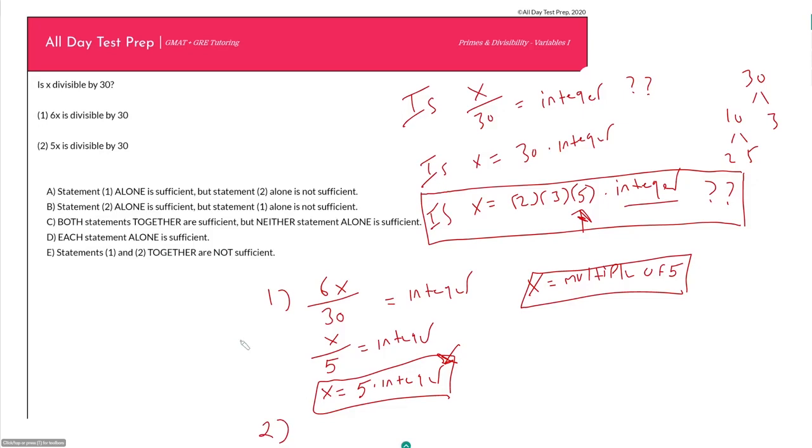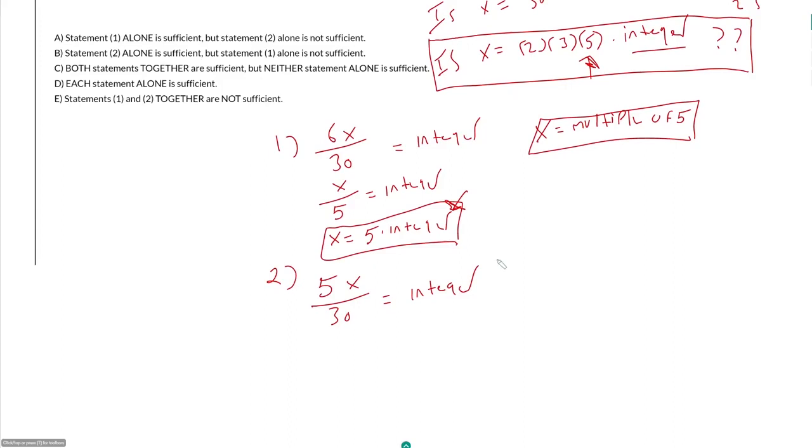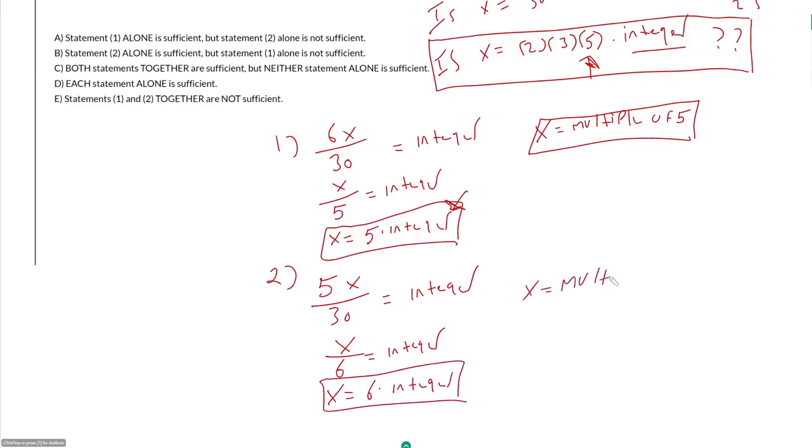Statement 2 says 5x is divisible by 30. If we do the same thing, this is saying 5x over 30 is equal to an integer. 5x over 30 is the same as x over 6. So x over 6 is an integer. That means x is equal to 6 times an integer, which means x is a multiple of 6. Again, our 6 is our 2 and our 3, but we don't know about our 5.